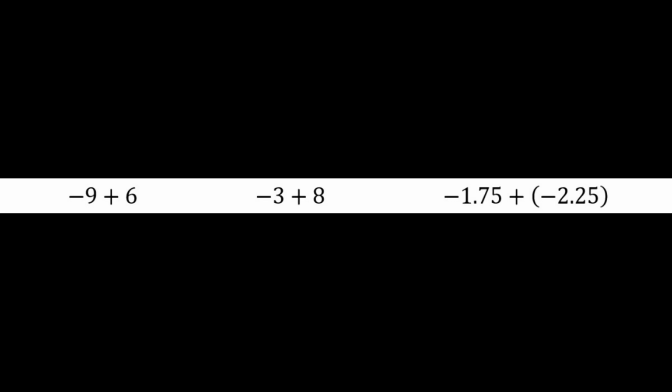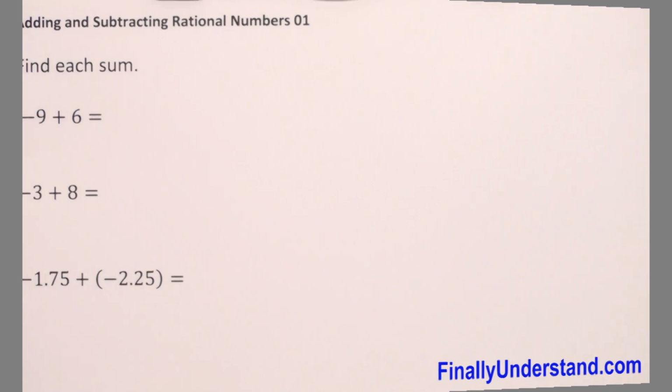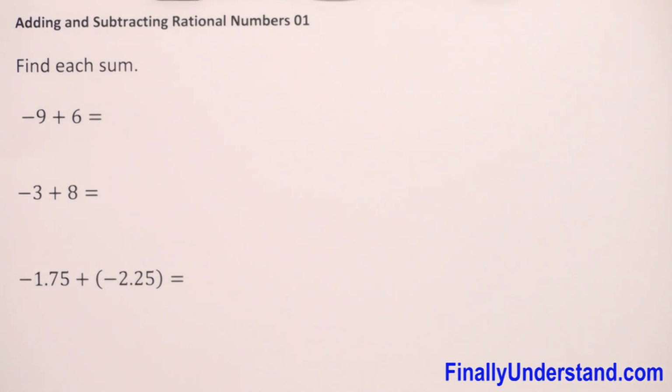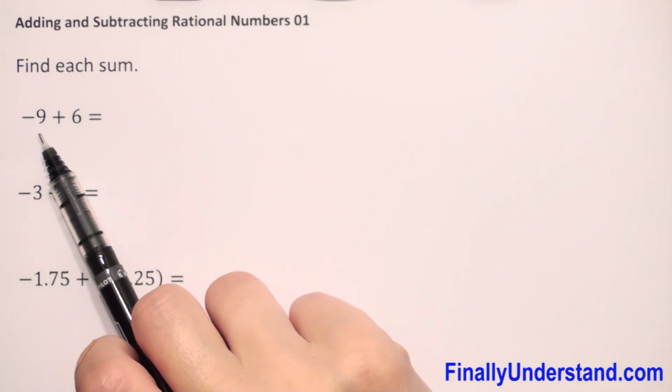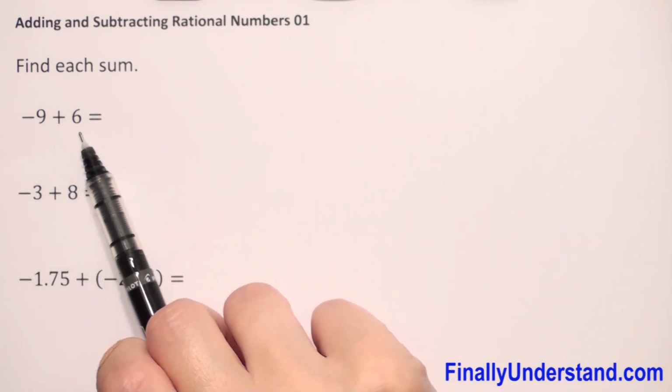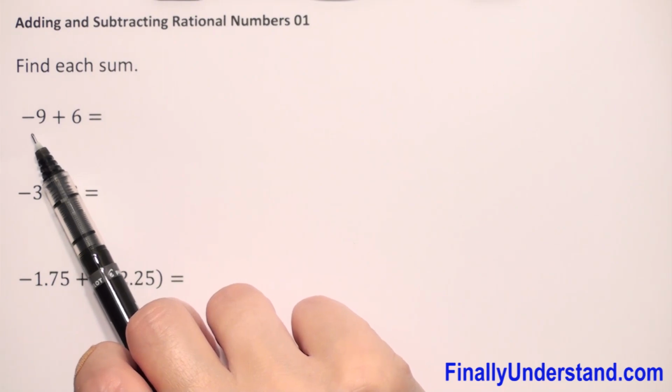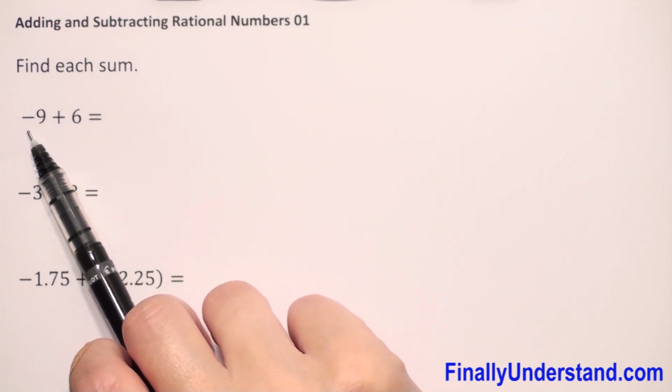Find each sum. In the first example, we have addition of integers. The first number is negative and the second is positive. So first we check which of these two numbers is greater. We forget about the negative sign. We compare the numbers 9 and 6. 9 is greater. So next we check the sign before the greater number: it is negative.